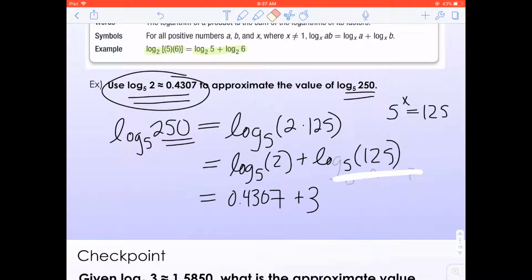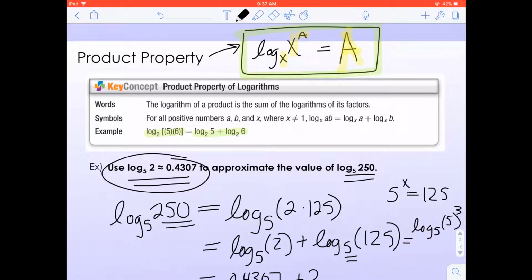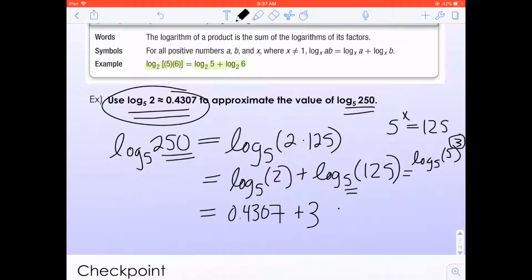Another way we could rewrite this, though, is by rewriting 125. We know 125 is 5 to the third power. So this could also equal log base 5 of 5 to the third power. And what I just told you guys up here, if we have log with a base x of x to the a power, that just equals a. So either way, you get 3. Now we add those together and we get 3.4307. And that's our final answer.